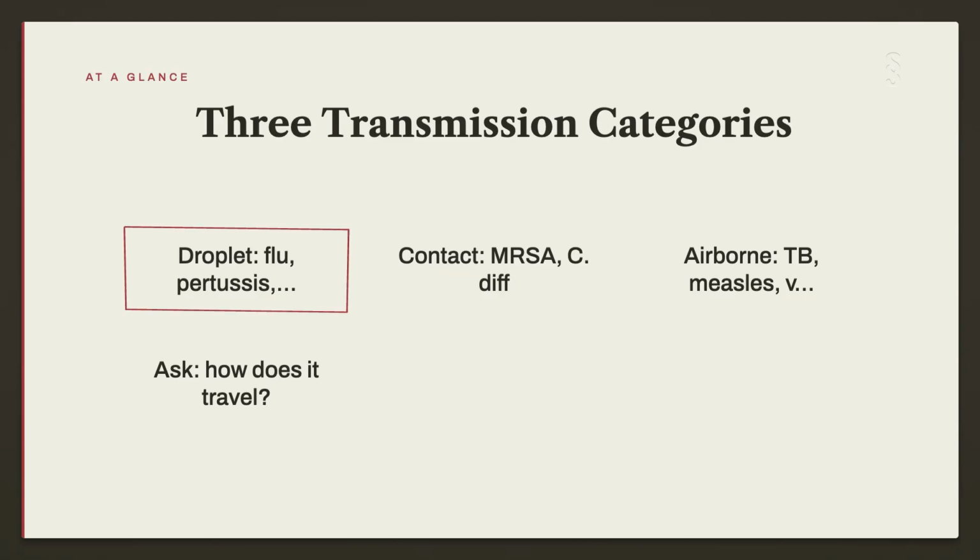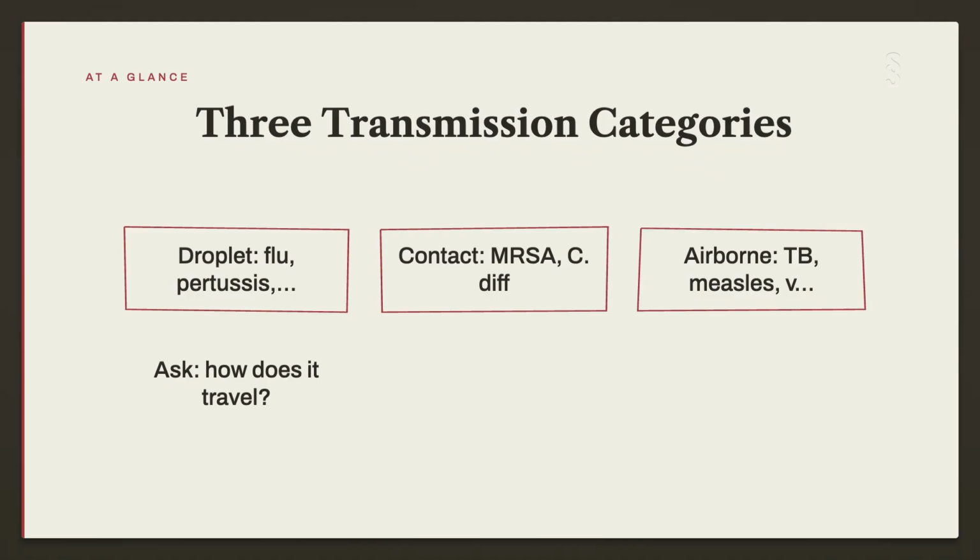Droplet precautions cover influenza, pertussis, and meningococcal disease, needing only a private room, surgical mask, and distance. Contact precautions cover organisms spread by touch, like resistant bacteria and C. difficile, needing gown and gloves. Airborne precautions add the negative pressure room and respirator. Identify how the organism travels, and the correct equipment follows.